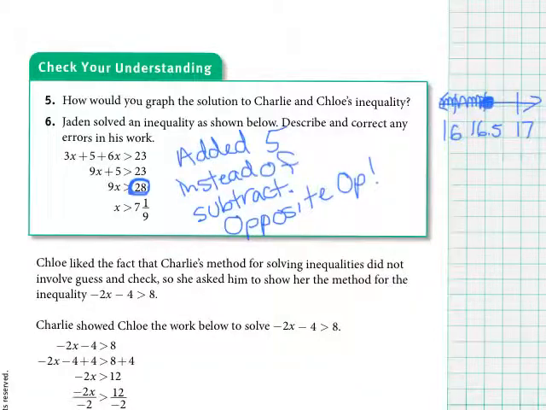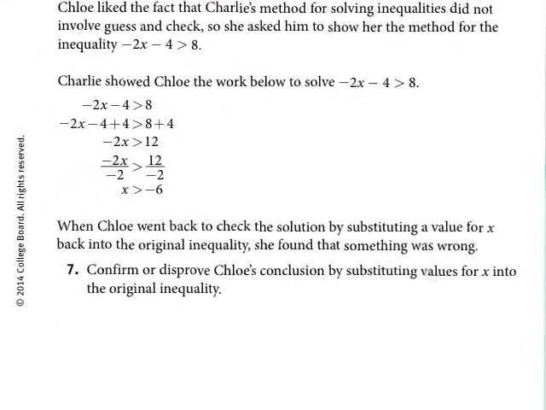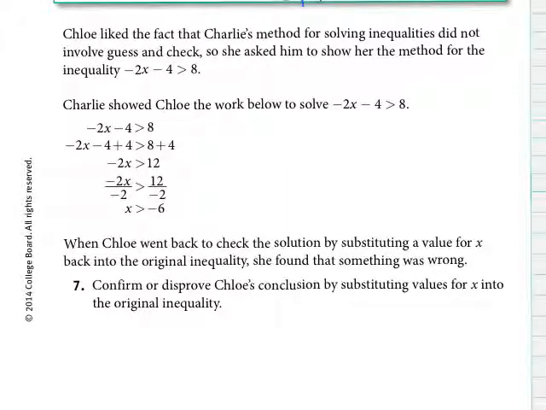Okay, so looking at 7, or no, I guess not quite 7. We're up at the top, or up above 7. It says, Chloe liked the fact that Charlie's method for solving inequalities did not involve guess and check. So she asked him to show her the method for the inequality negative 2x minus 4 is greater than 8. Charlie showed Chloe the work below to solve. So this is work that he showed. And then down at the bottom underneath that it says when Chloe went back to check the solution by substituting a value for x back into the original inequality, she found that something was wrong. Okay, so if he solves down and he gets x is greater than negative 6, what number could we use to check and see if he's true?